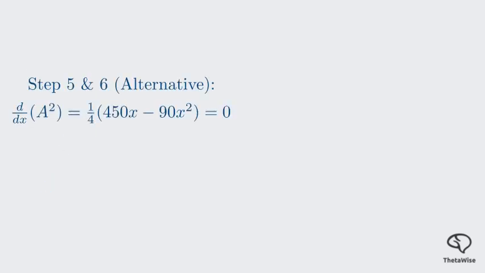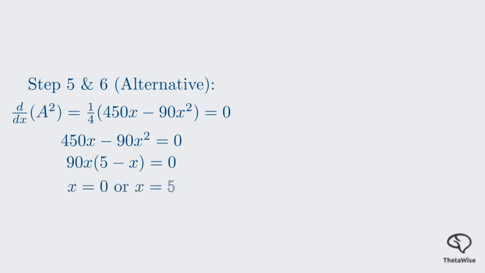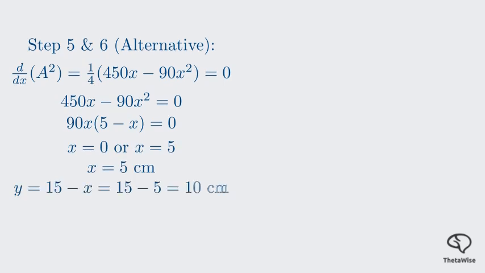The derivative of A squared is 1/4 times (450x minus 90x squared). Setting this to 0, we can factor out 90x. This gives us two solutions, x equals 0 or x equals 5. Since x is the side of a triangle, it must be positive. So x equals 5 is our only valid solution. Now we can find y: y is 15 minus x, so y equals 10.